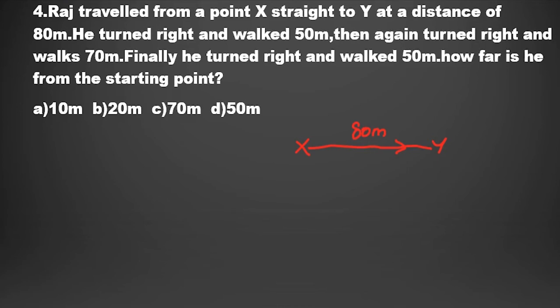And from Y, he turned right. The right of Y is southward, and he walked 50 meters up to A. He again turned right and walked 70 meters, from the point A, up to B. Finally, he turned right and walked 50 meters. From B, he again turned right and walked 50 meters.